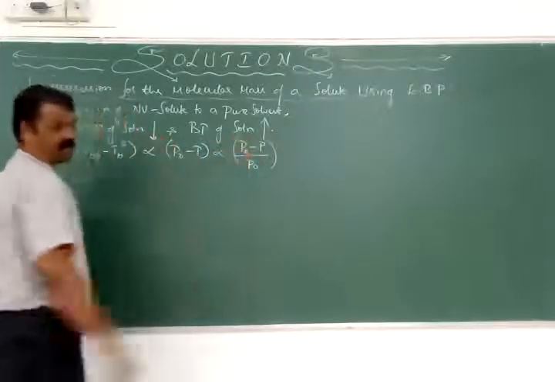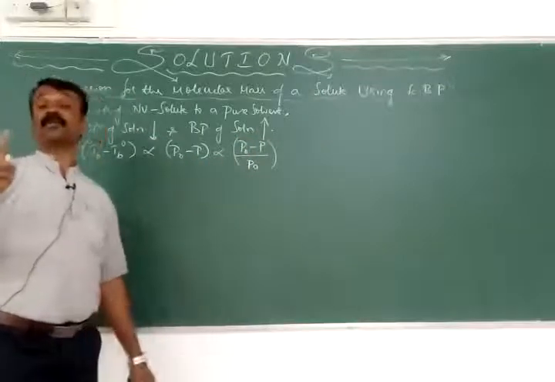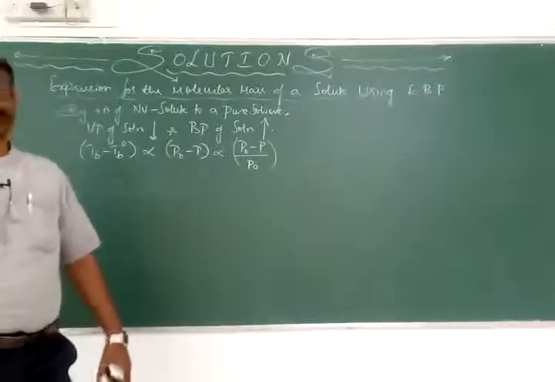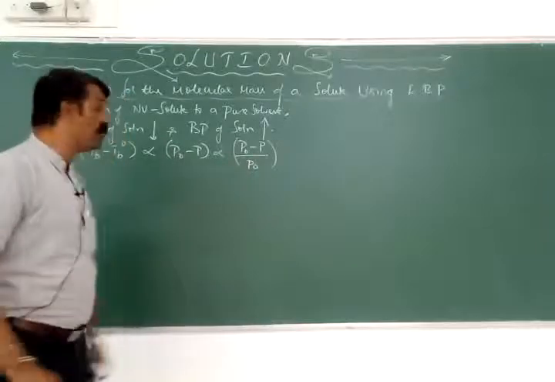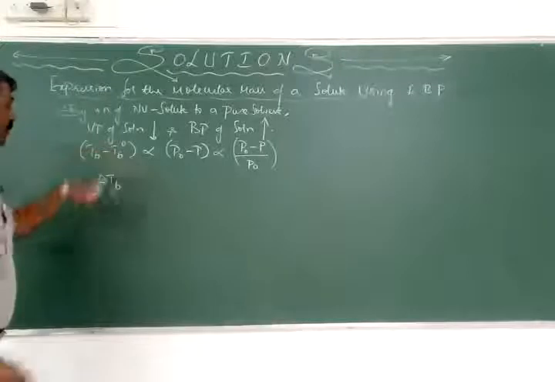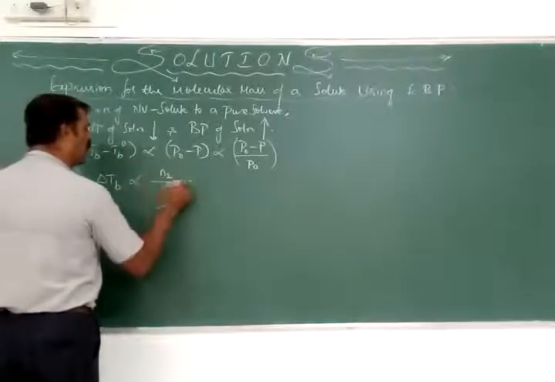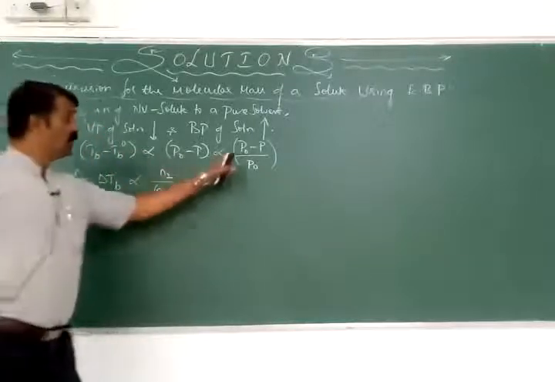Why? Because P naught is the vapor pressure of the pure solvent, which is constant for a given solvent at a constant temperature. That is why instead of P naught minus P, I can write P naught minus P divided by P naught. Here TB minus TB naught is called delta TB. It is proportional to N2 divided by N1 plus N2. This is called the relative lowering of vapor pressure, RLVP.